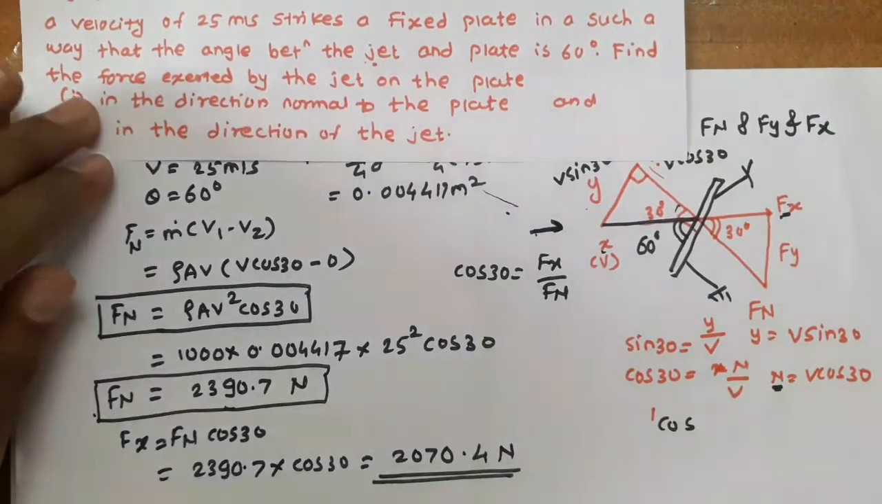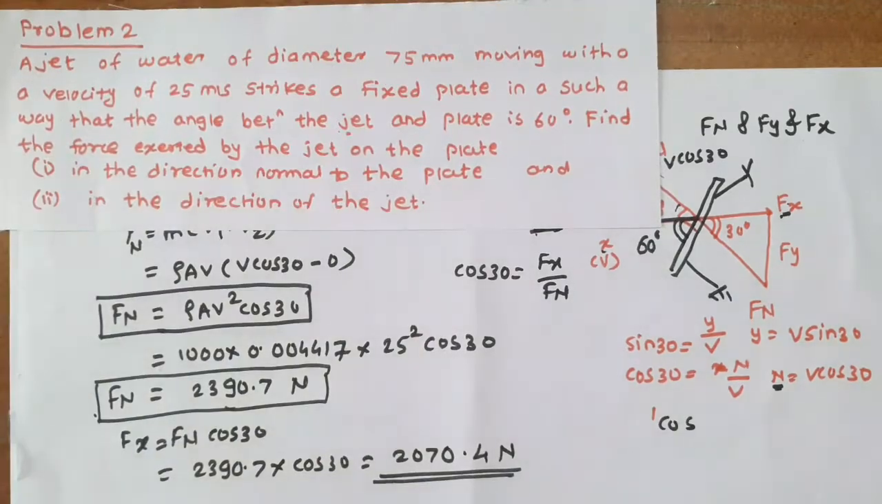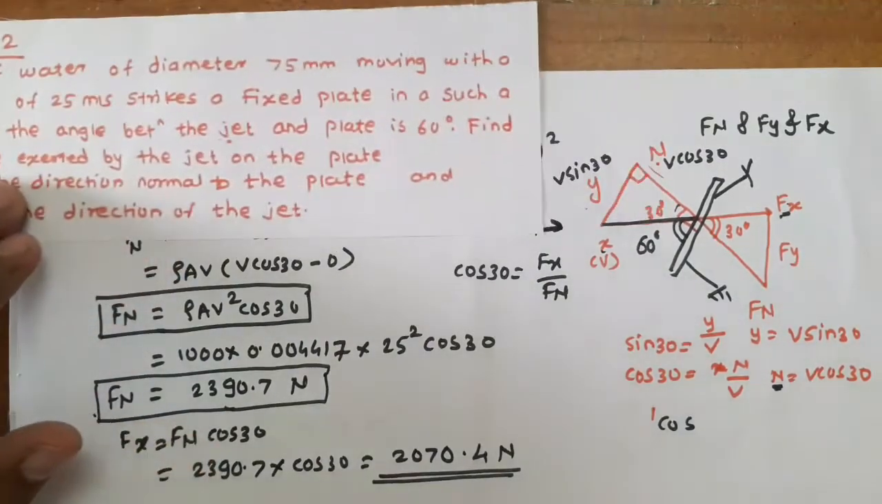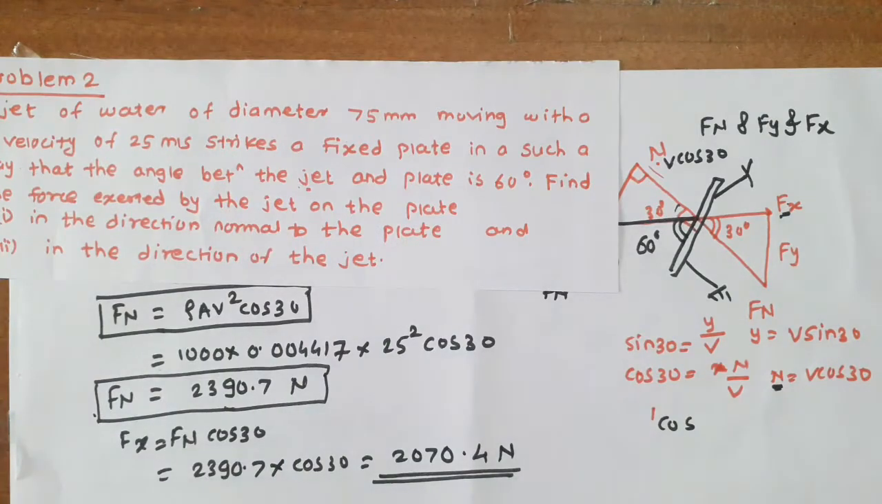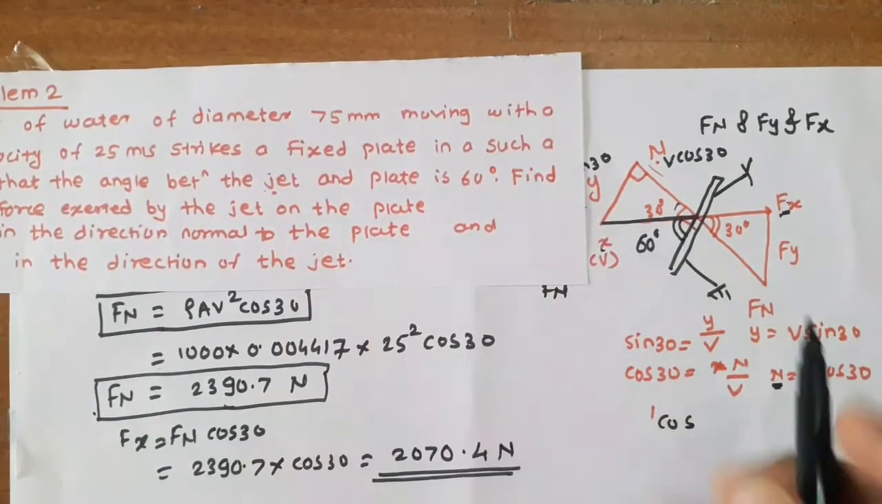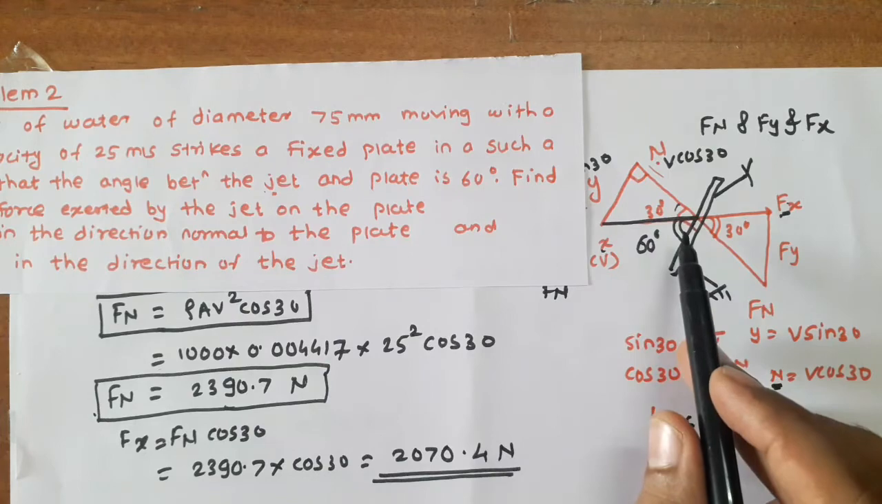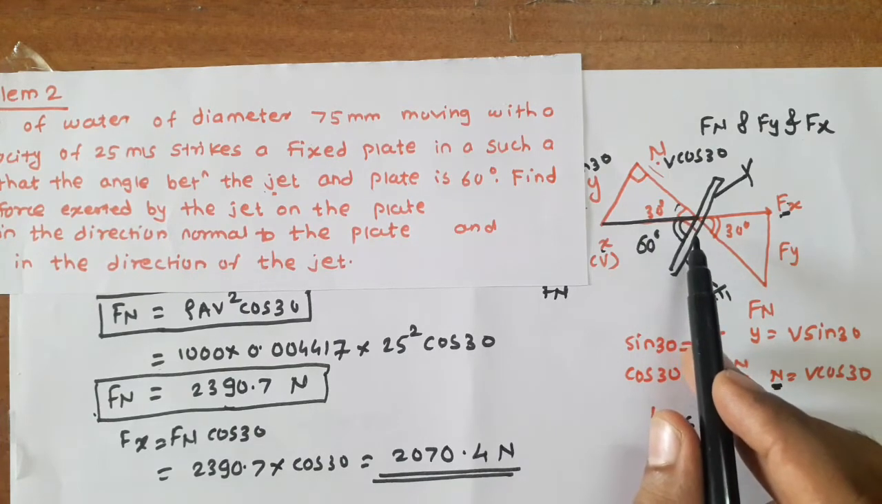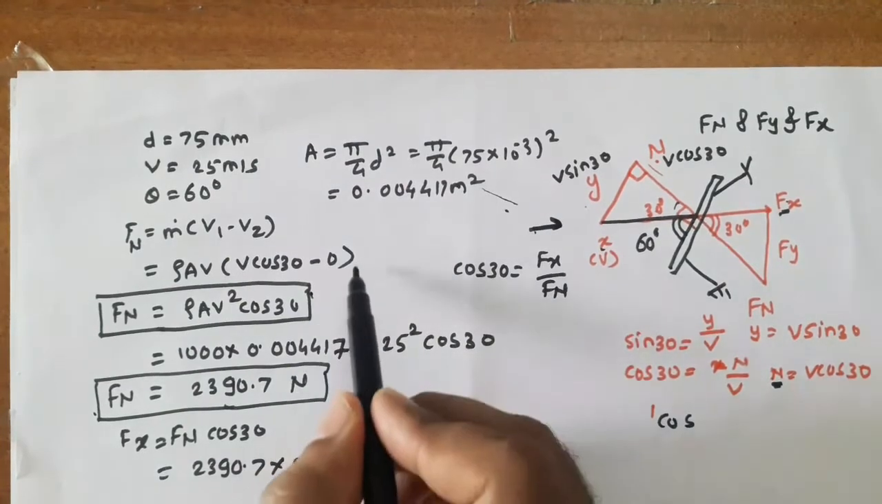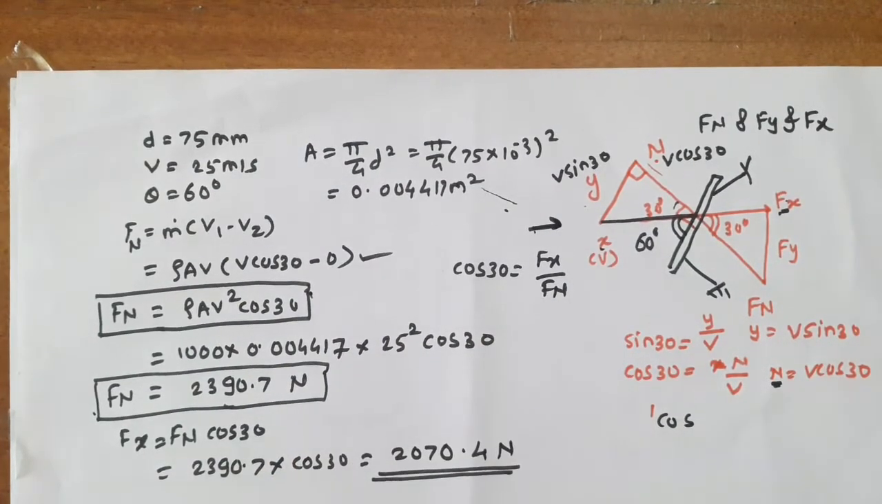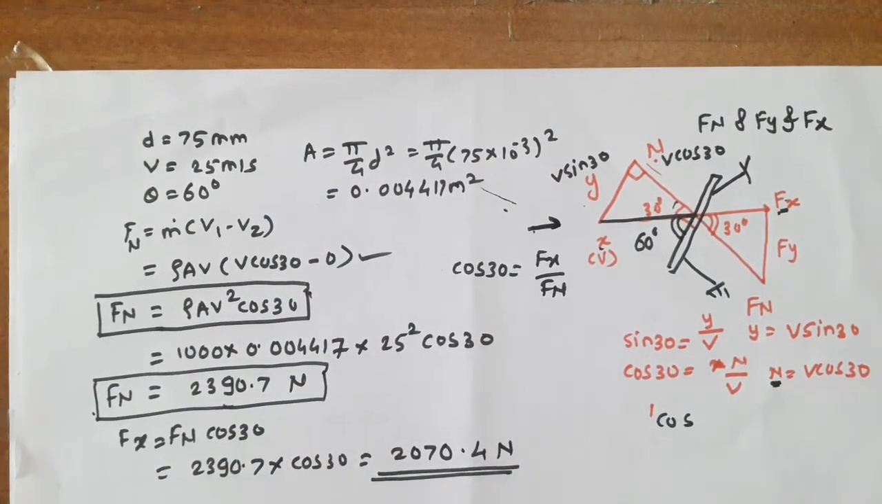So by using this method, we can solve this problem. First of all, for this problem, we have to find out the type or case. Then we can draw the velocity triangle or force triangle, and by using this you can find the formula and solve the problem.